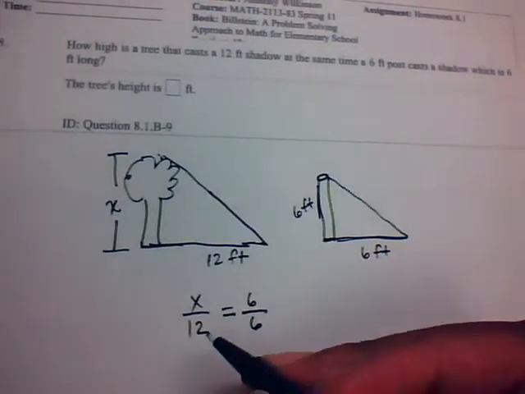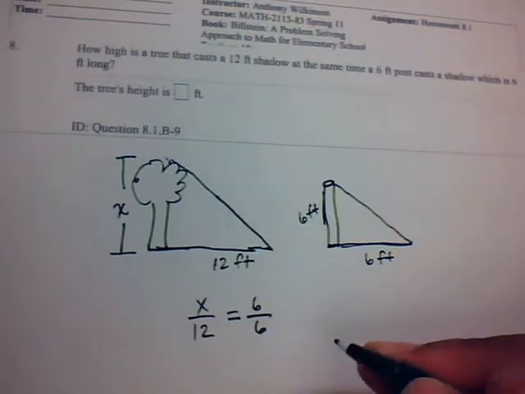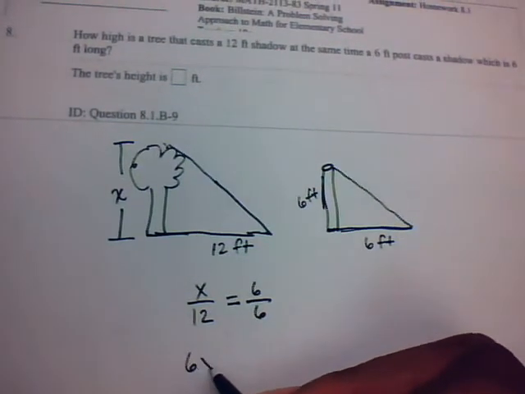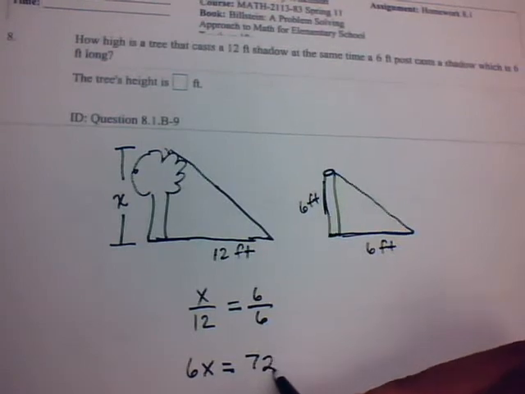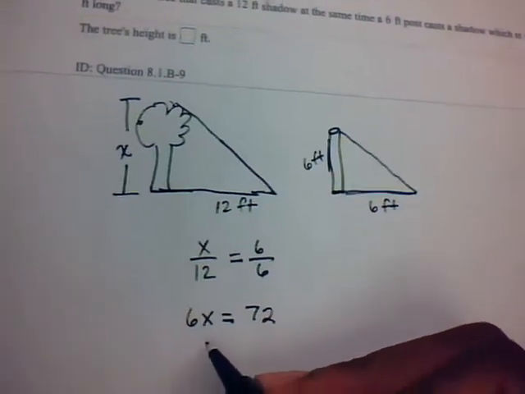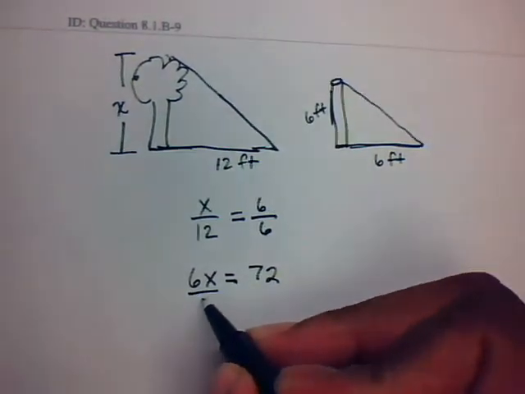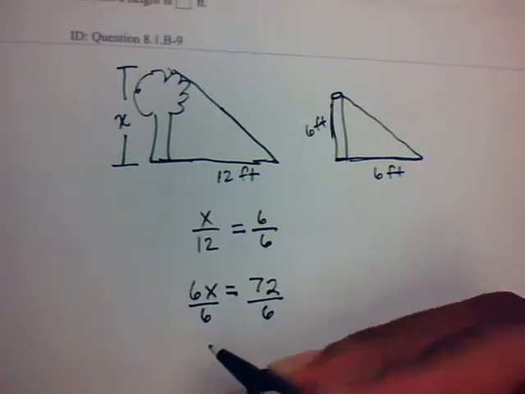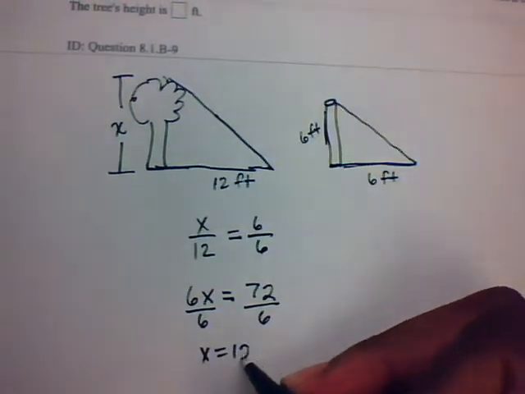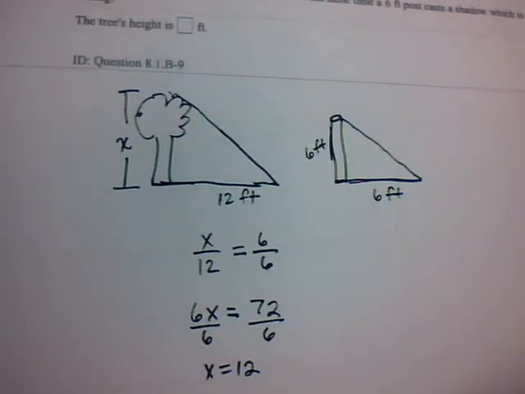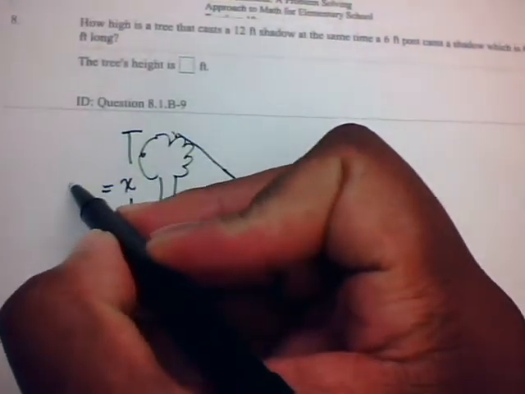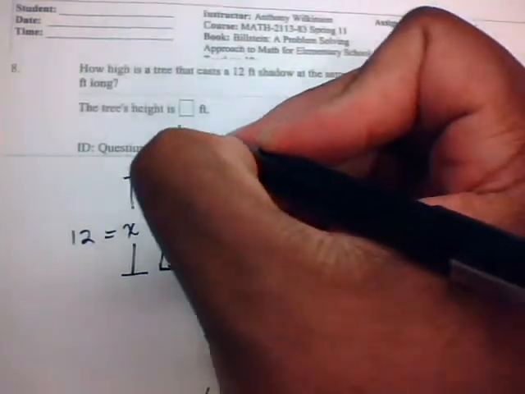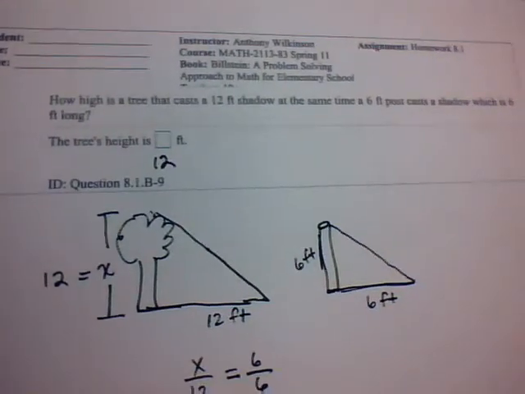And if you do cross multiplication, that'd be x times 6, or 6x, is equal to 12 times 6, which is 72. And then to get the x by itself, you divide by 6 on both sides to simply get x equal to 12. So the height of that tree is 12 feet. That's the answer to the question at the top.